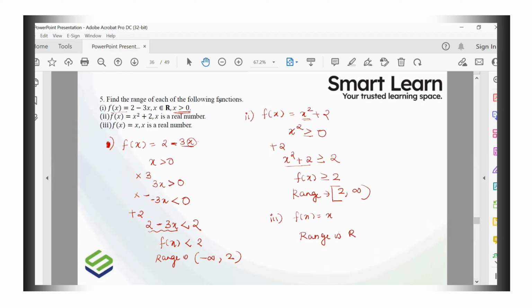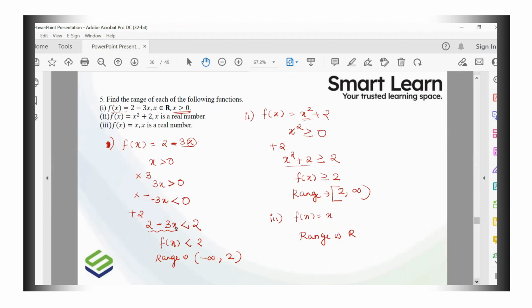Find the range of each of the following functions. F of x is equal to 2 minus 3x. Okay, so we will start with our x because here they mentioned x is greater than 0. That is, first we will start with x greater than 0. Then I multiply by 3. So 3x is greater than 0. Then I multiply by minus. When I put minus, this inequality will be changed. That we will study in detail in 5th chapter, okay? So minus 3x less than 0.